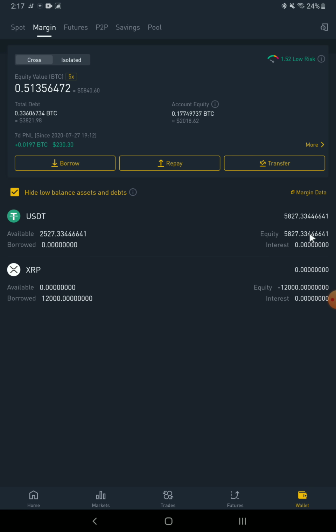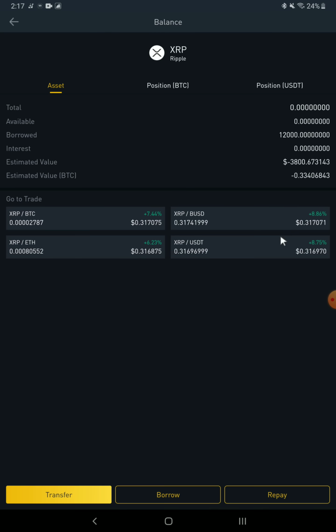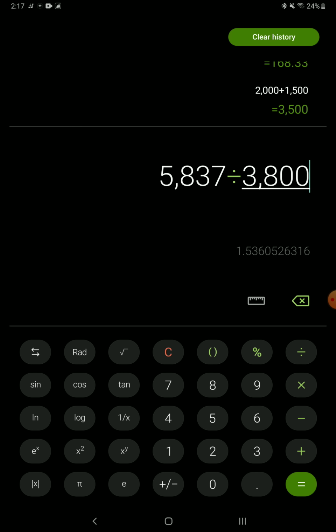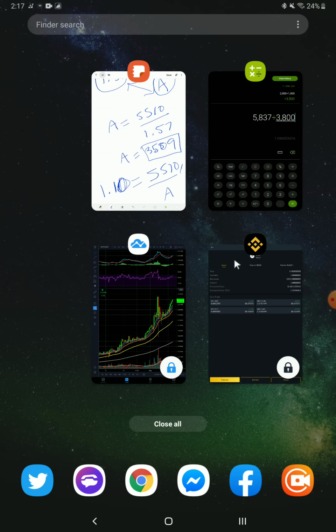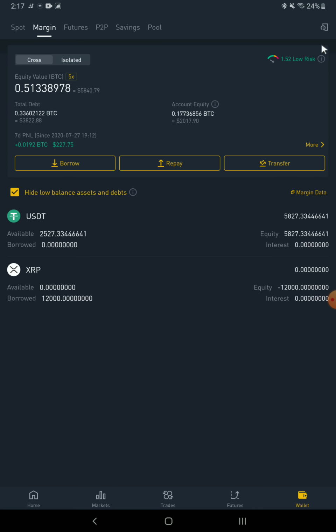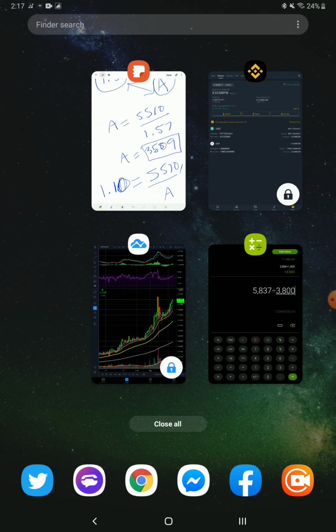So now we got 58.37 divided by 3,800. Now my risk level is now 1.53. Let's see if it's accurate. Is it at 1.53? 1.52. Good enough. So if that formula held true, right?